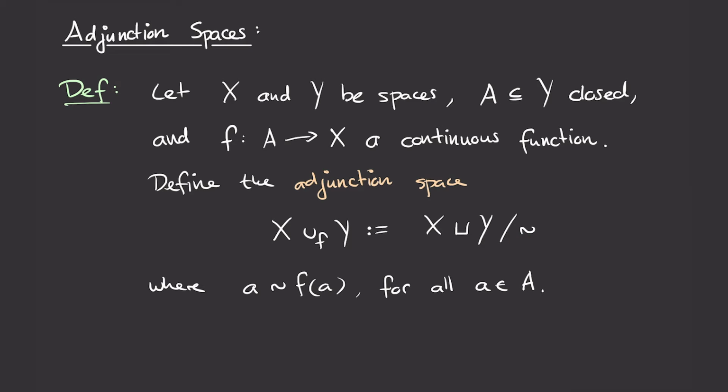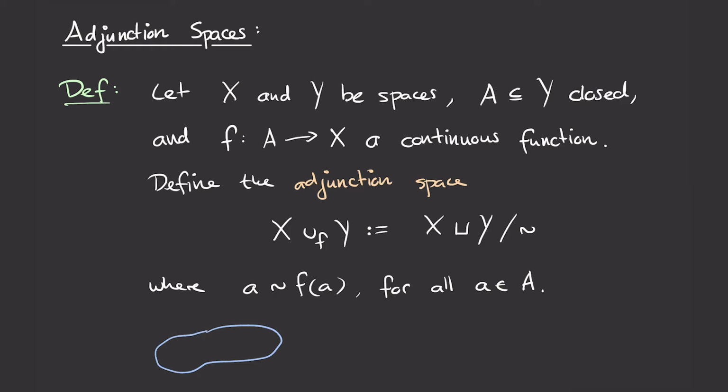What is this equivalence relation? Well, we say that a point a is going to be equivalent to its image under the function f for every point a in that closed subset, capital A. The way to think about this construction is that we're gluing the spaces X and Y together along this continuous function f. Let's illustrate this with a picture.